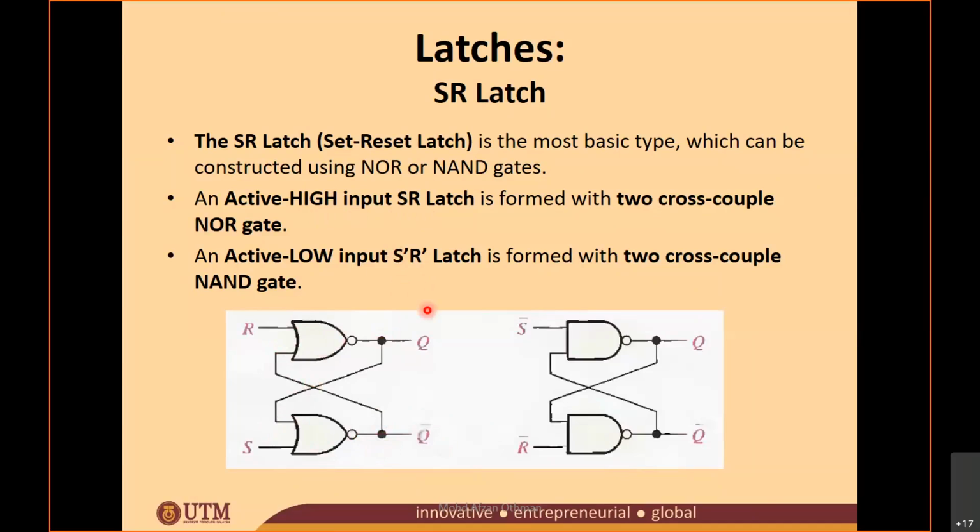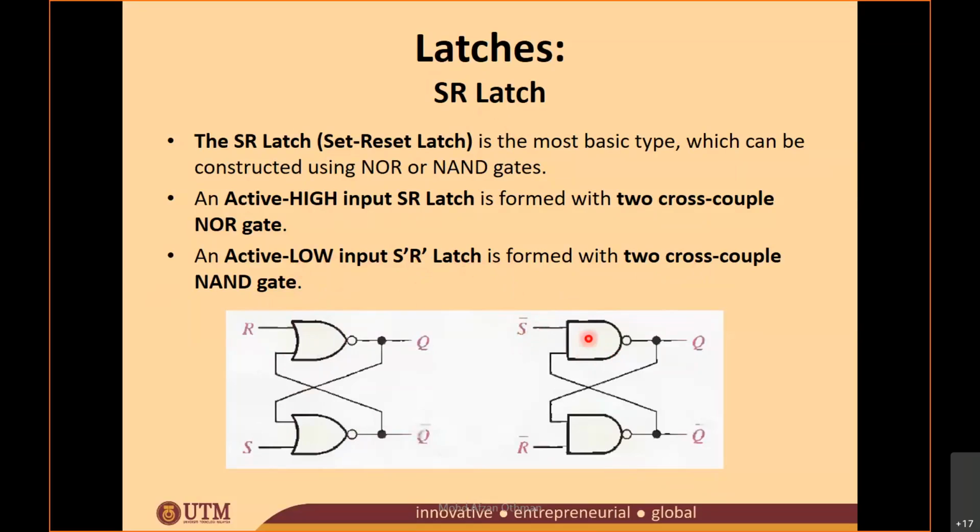Meanwhile, for the active low input S bar R bar latch, kenapa dipanggil S bar R bar latch? Because this is an active low input. So active low input ni maksudnya dia punya input ni akan inverted. It is formed by two cross coupled NAND gates. Every time you use two NAND gates to make an SR latch, we call it an active low input S bar R bar latch.